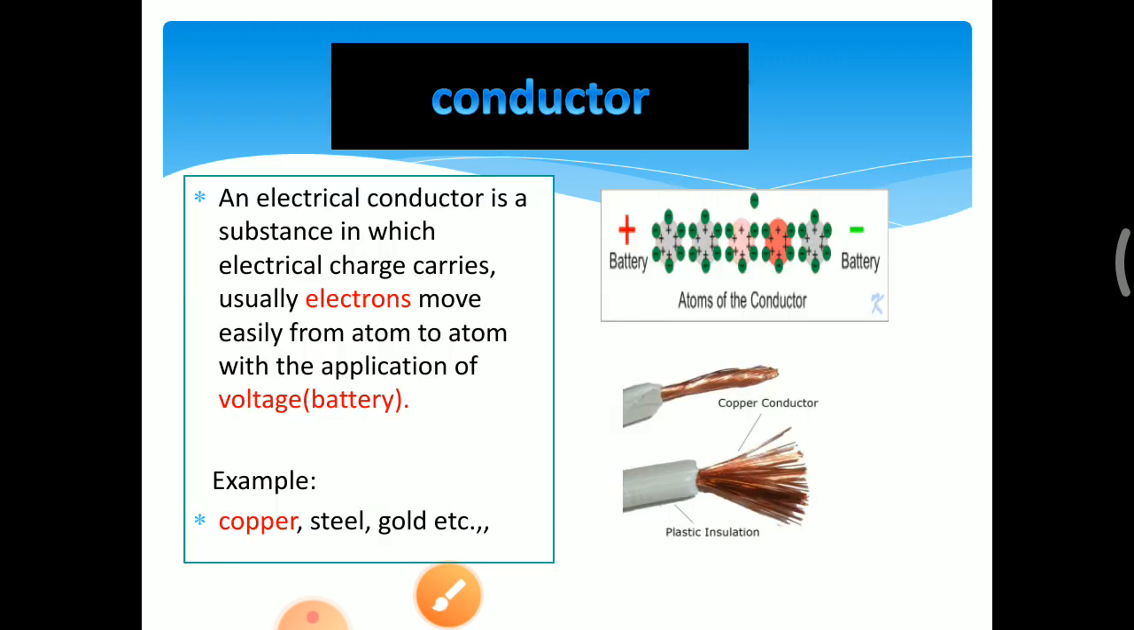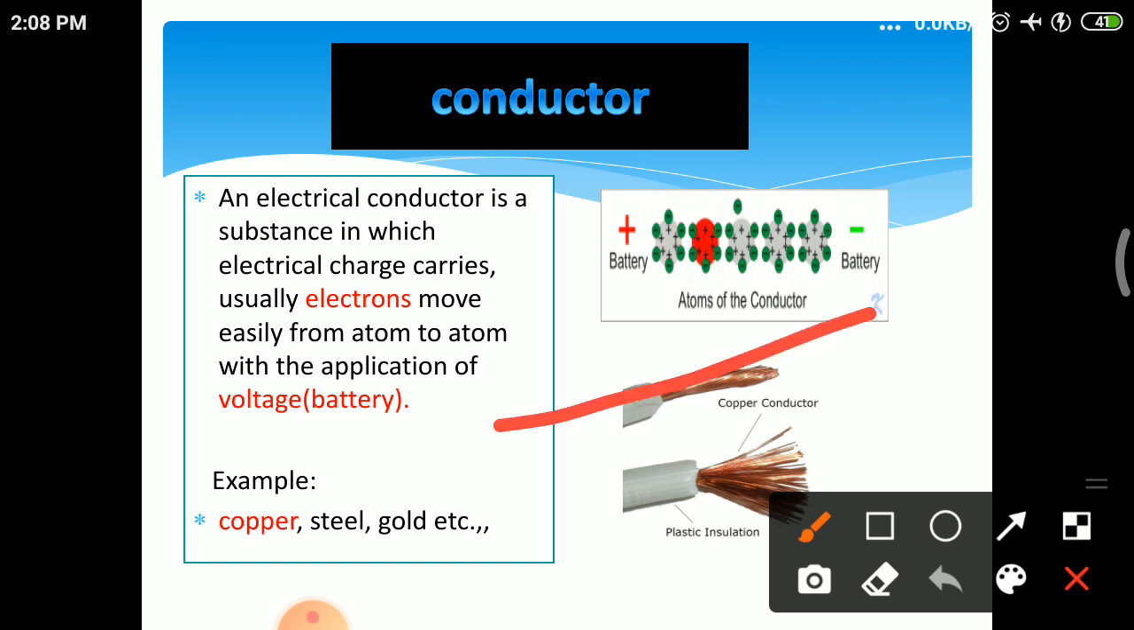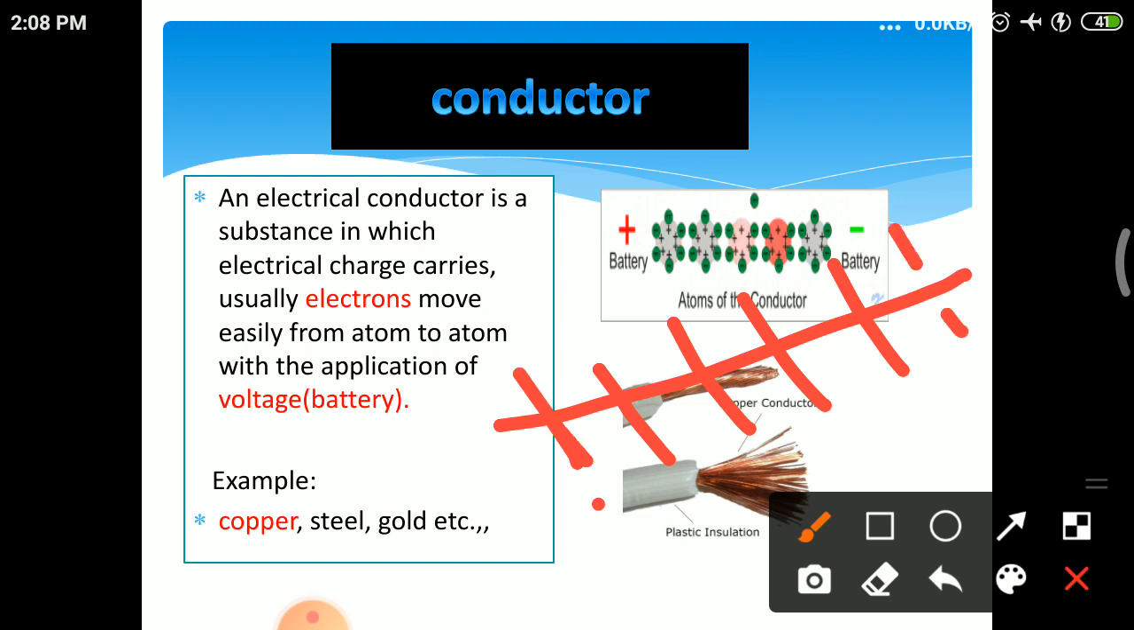If you take a conductor, an electrical conductor is a substance in which electrical charge carriers, usually electrons, move easily from atom to atom with the application of voltage. So what is meant by conductor? If you take a conductor, it consists of many atoms. In these atoms, the electrons easily move from one atom to another atom when it is connected to a battery.